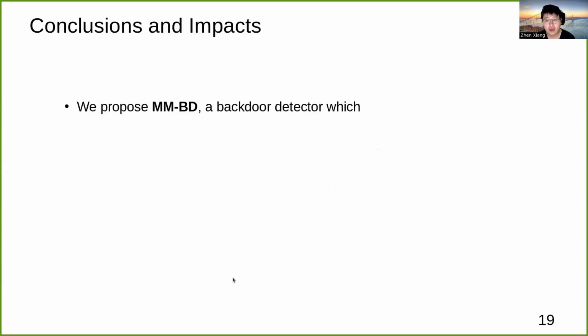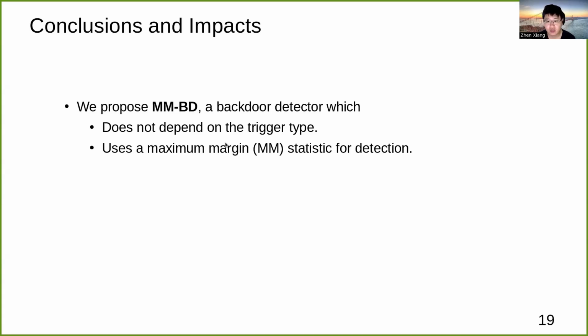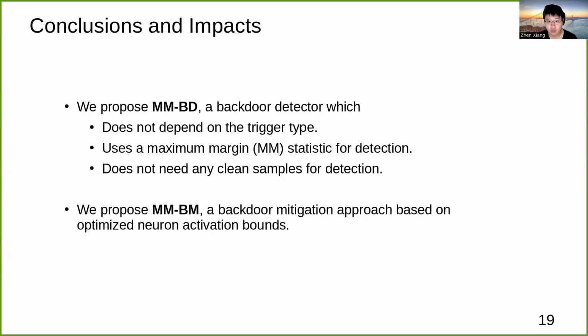Okay. So in today's presentation, I've talked about MMBD, which is a backdoor detector that does not depend on the trigger type. And we use a novel max margin statistic for detection, and we don't need any benign samples for detection. We also introduced the MMBM, which is a backdoor mitigation approach based on an optimized neural activation bound, with the follow-up work to be even stronger.